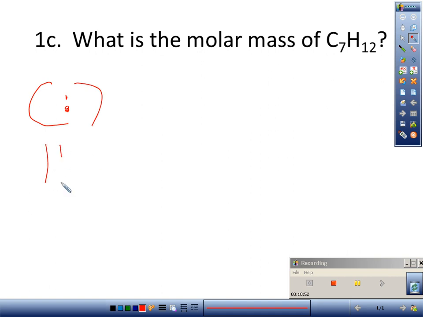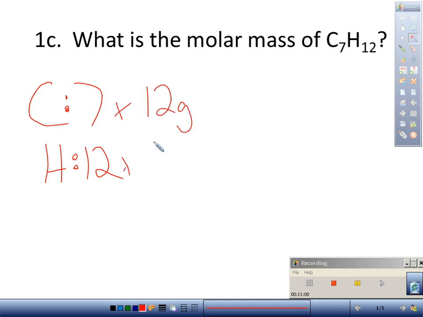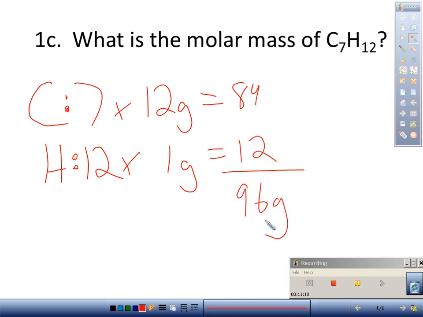I have 7 carbons. I have 12 hydrogens. Look up carbon on the periodic table. It's 12. I look up hydrogen on the periodic table. It's 1. I multiply across. And I add vertically.